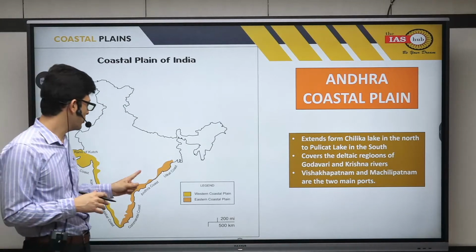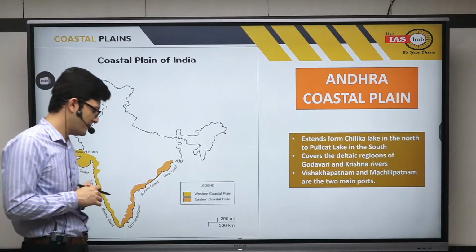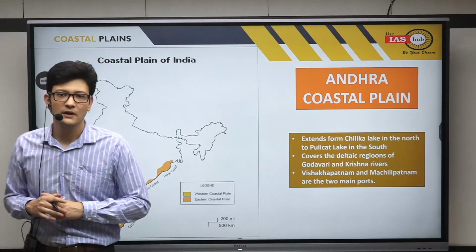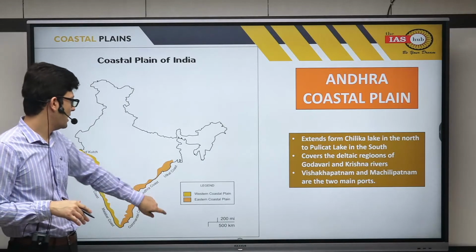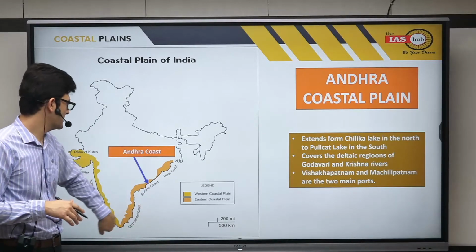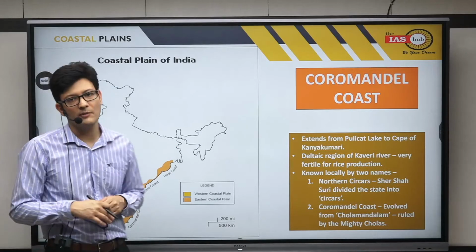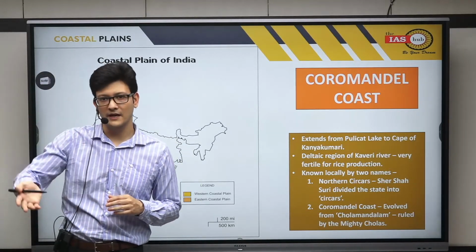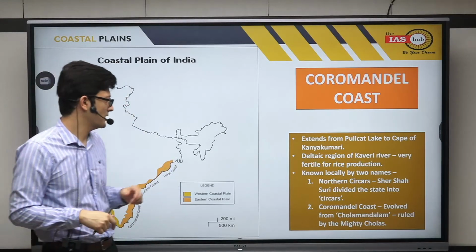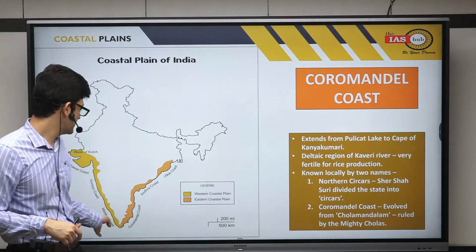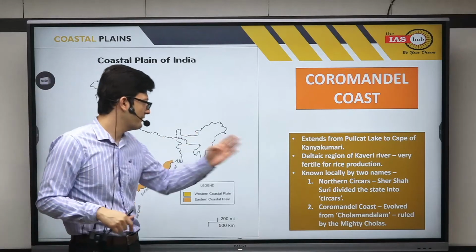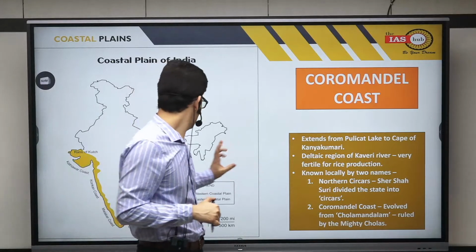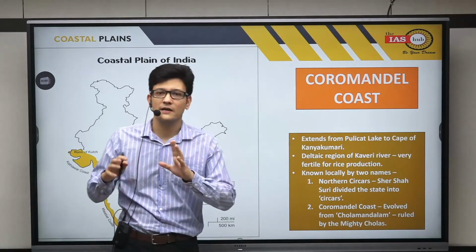Two major important ports which are present on the Andhra coast are Visakhapatnam and Machilipatnam. So these are the two important ports which you can remember while talking about the Andhra coast. Then on the southern side we have the Coromandel coast. So the Coromandel coast, obviously, moves from the southern side of Pulikat Lake towards the Cape of Comorin, or Cape of Kanyakumari. It forms the deltaic region of the Kaveri river, which is a very fertile region for rice production. Now the Coromandel coast is also divided into two parts.